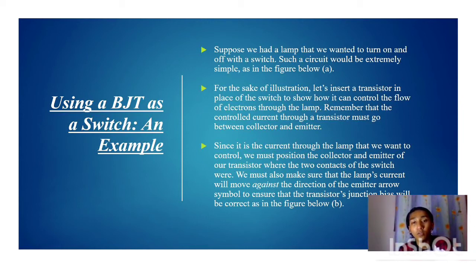Remember that the controlled current through a transistor must go between collector and emitter. Since it is the current through the lamp that we want to control, we must position the collector and emitter of our transistor where the two contacts of the switch were. We must also make sure that the lamp current will move against the direction of the emitter arrow symbol to ensure that the transistor junction bias will be correct, as in the figure below.